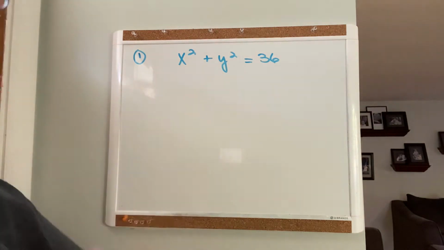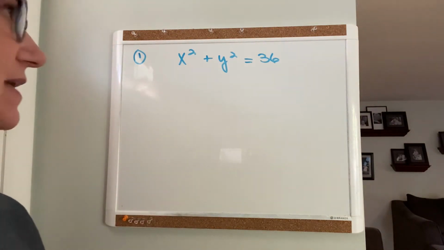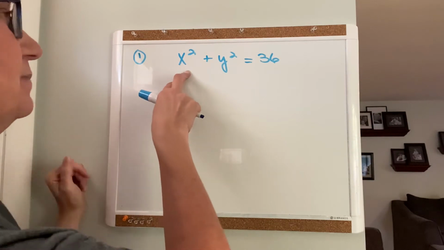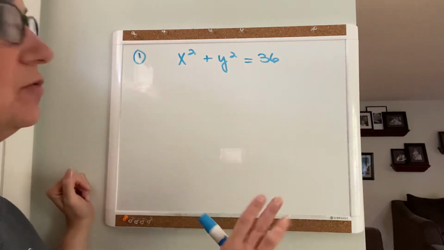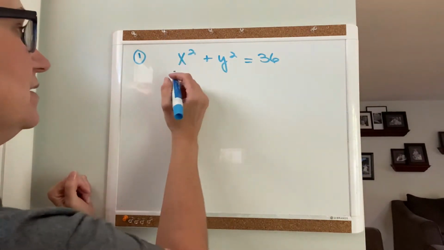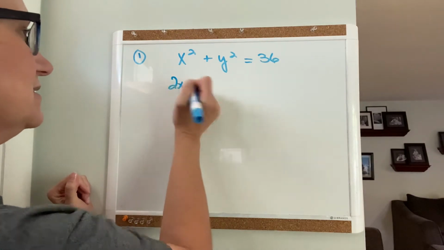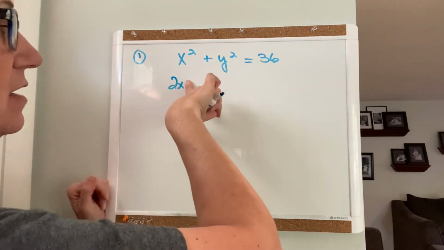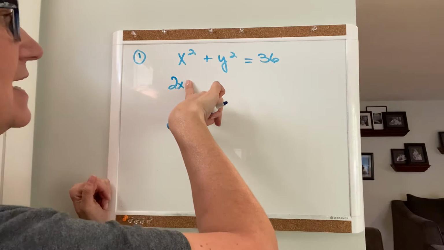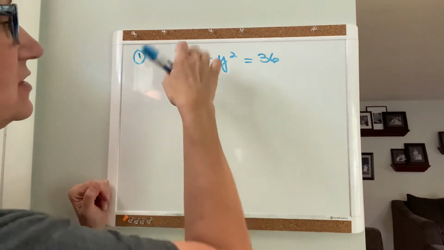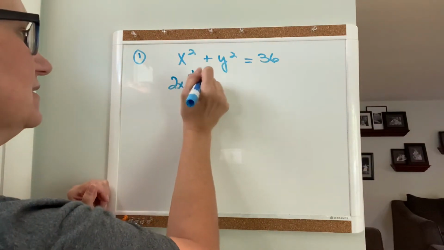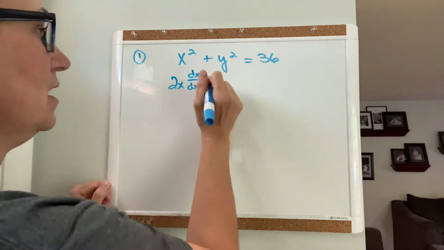So we have 1, 2, 3 terms. We have to take the derivative with respect to x. So our first term involves x, so you're only going to apply the power rule here. The derivative of x squared is going to be 2x to the first. Remember, you subtract 1 from the exponent. And we're taking the derivative of x with respect to x, so we're going to write dx/dx. All right, bring down your plus sign.